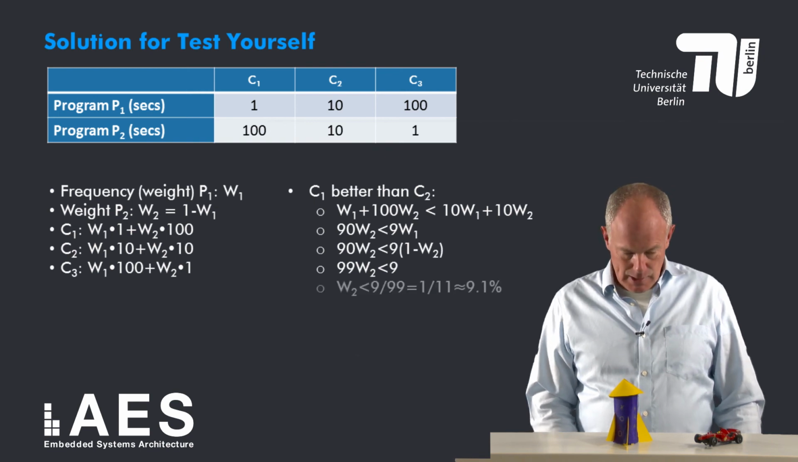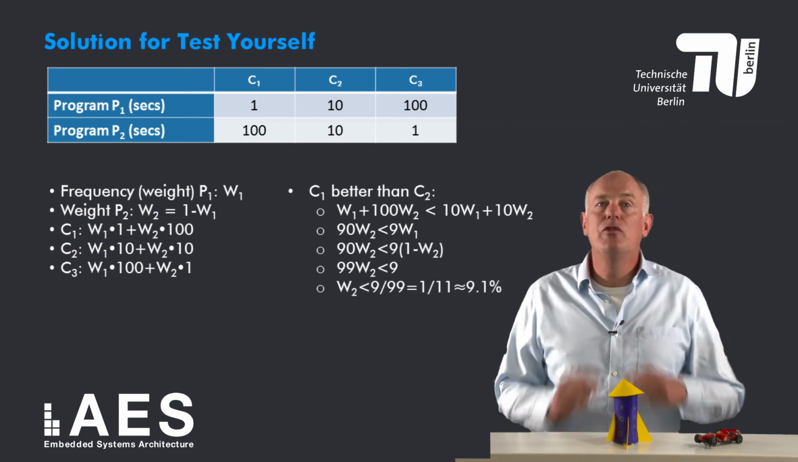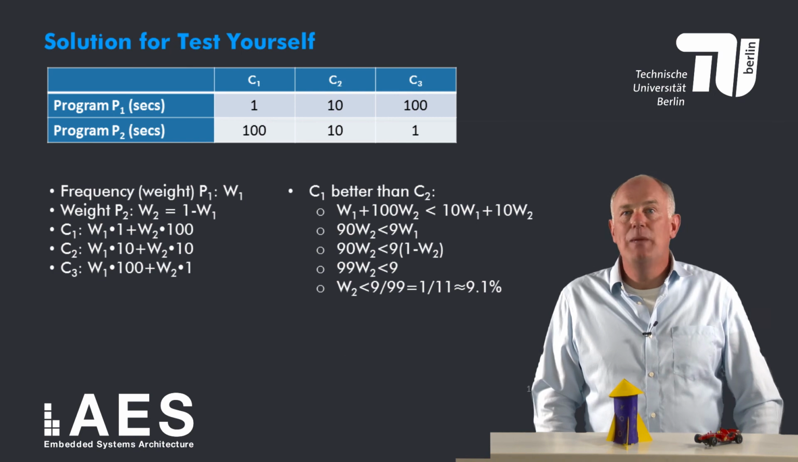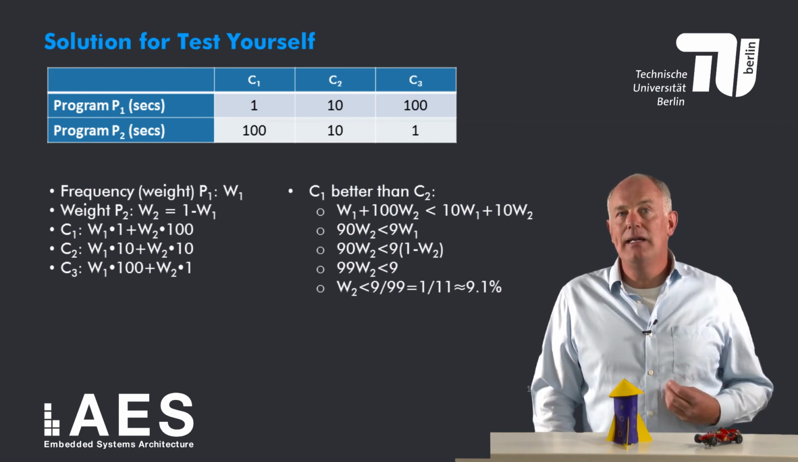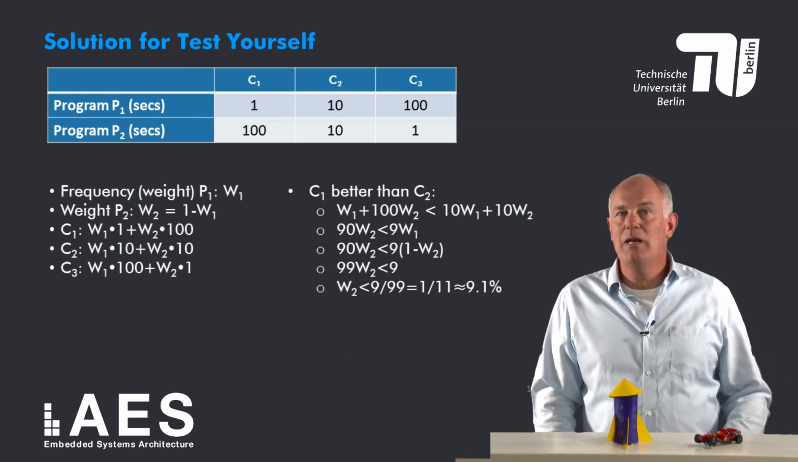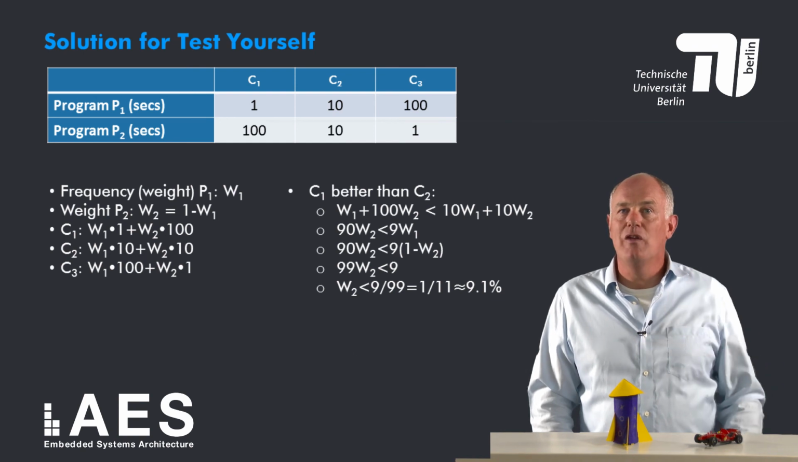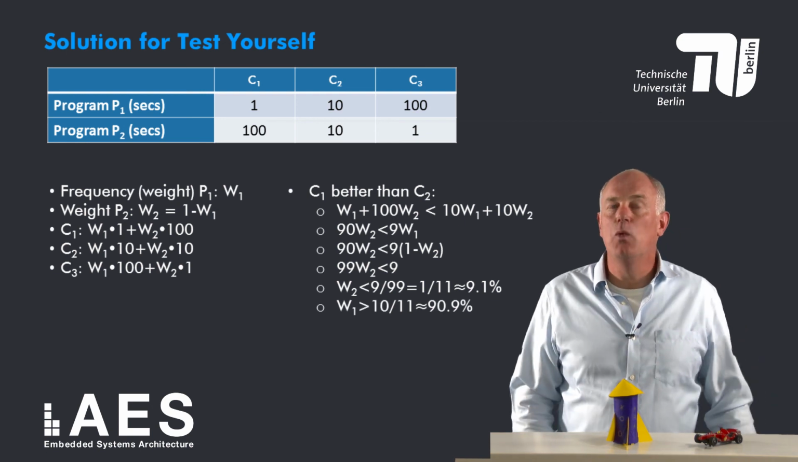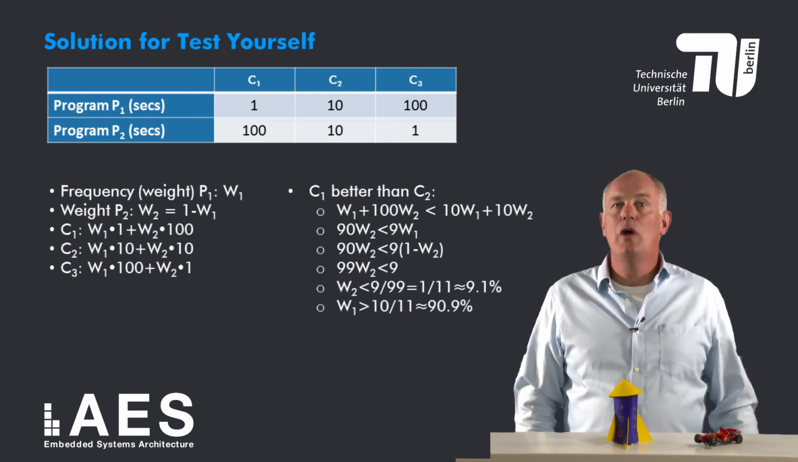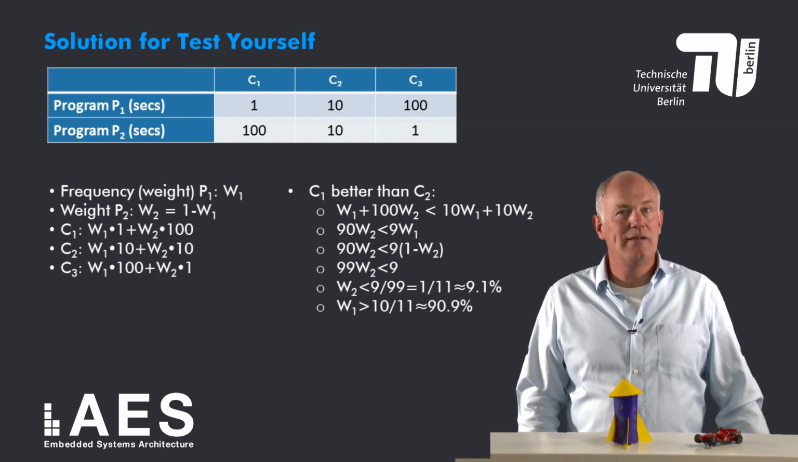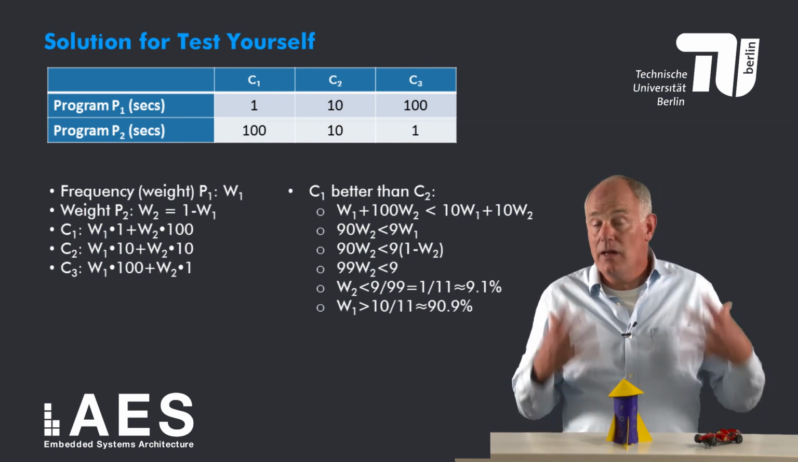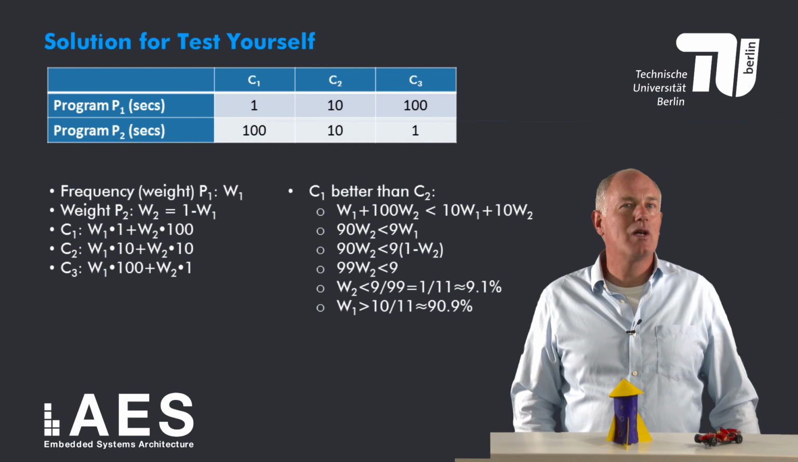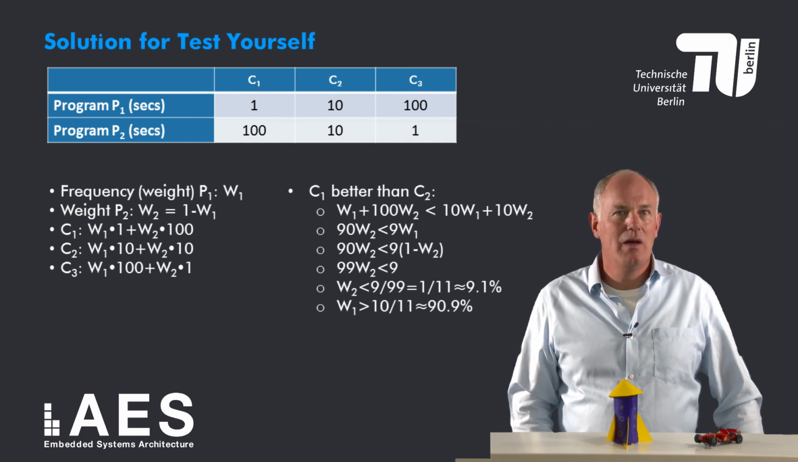So the weight W2 must be less than 9 divided by 99, which equals 1 divided by 11, which equals approximately 9.1%. And since W1 equals 1 minus W2, W1 must be larger than 10 divided by 11, which is approximately 91%.